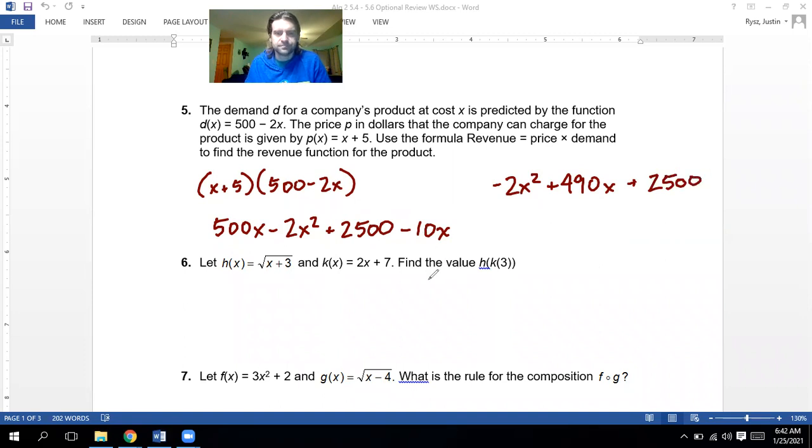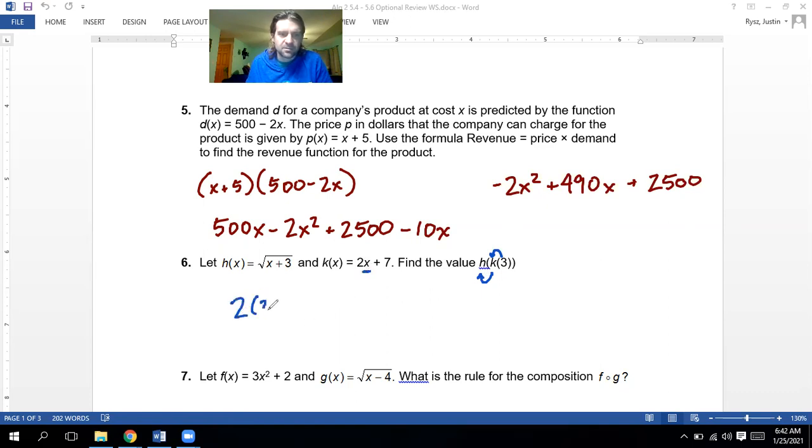All right, cool. Let's keep this going. Next, we got two equations here. We got h and k, and we want to find the value of h of k of 3. So that means we're going to plug 3 into k, get an answer, plug that answer into h. So let's first plug 3 into k.